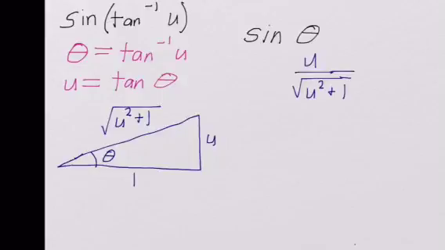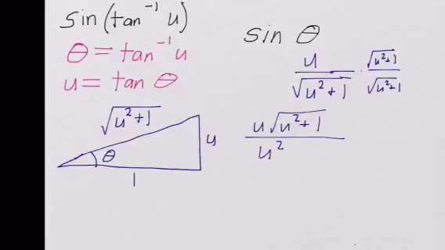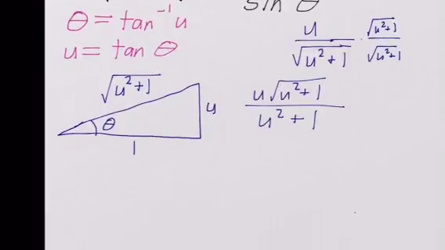And then the book insists on going on to rationalize that denominator. We're not going to worry about that too much in here, but for the sake of completeness, I'll go ahead and do it. In this case, we can just multiply both the numerator and denominator by the square root of u squared plus 1, which will give me u square root of u squared plus 1 over u squared plus 1. So that's one type of problem you're likely to see on this.